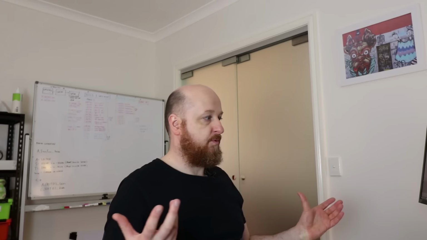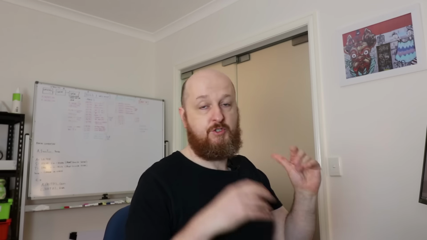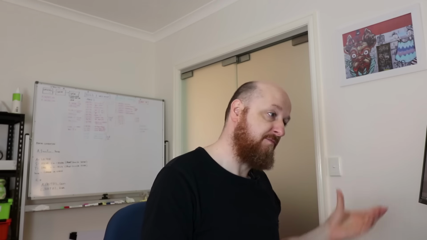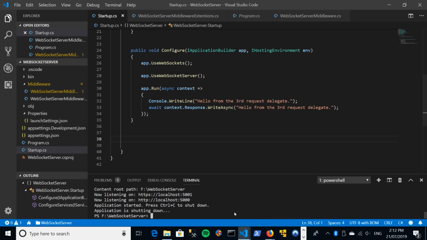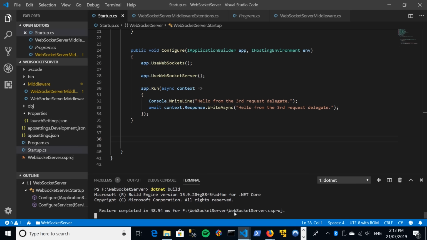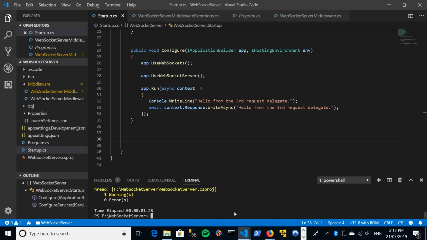Now, if all is working correctly, then we should be able to run this now, as we were trying to before I forgot to put this in. So let's save that. Let's just do a build. Okay, and then dotnet run.